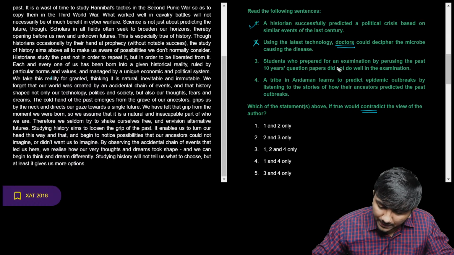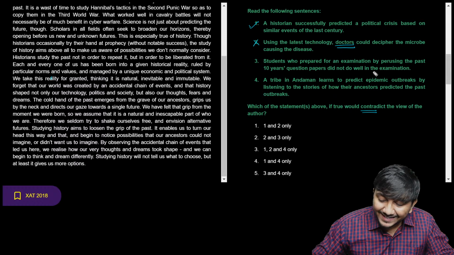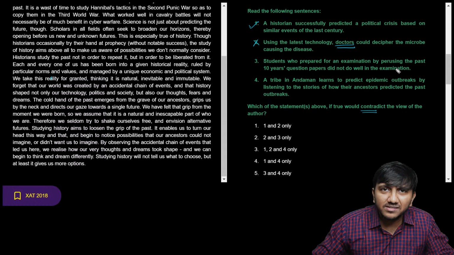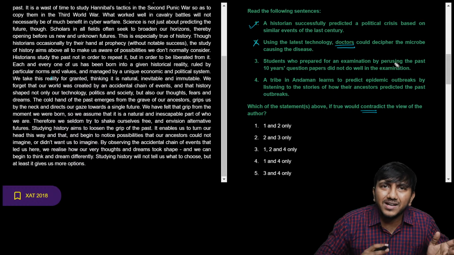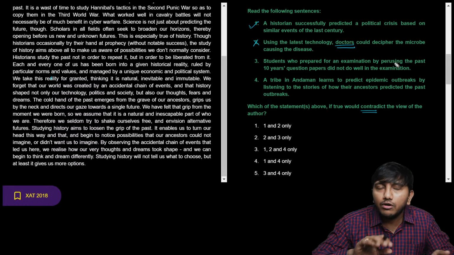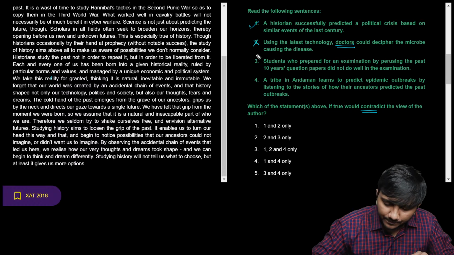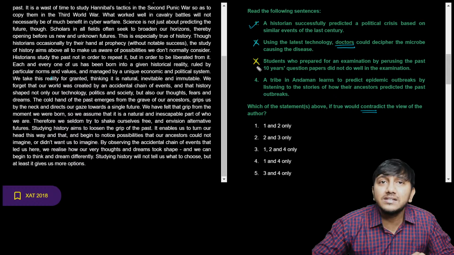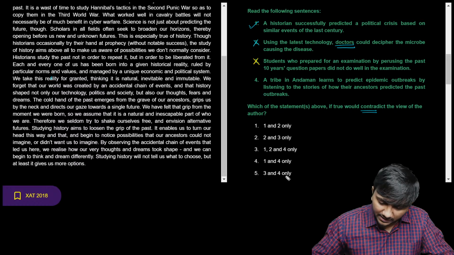Next, students who prepared for an examination by perusing the past 10 years question papers did not do well in the examination. Not surprising at all. That's what our author says. You cannot look at the past and predict the future. So if you went through so many years of past question papers and did not do well in the examination, that's kind of in line with the author, right? You cannot look at history and predict the future. So that is in line with what the author is telling.